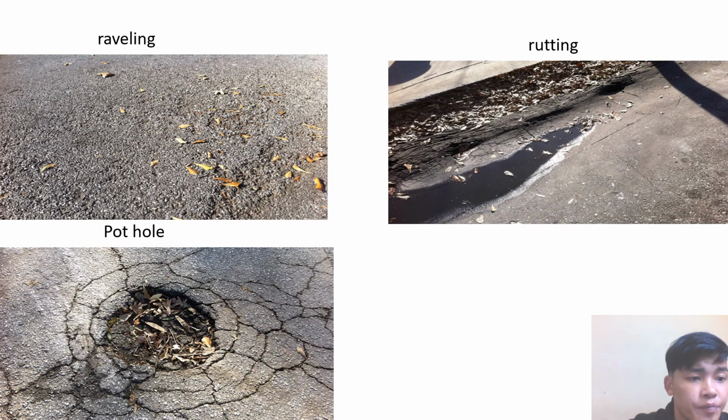Raveling. It is the separation of aggregate particles in a pavement from the surface. Rutting. It is the result of consolidation or lateral movement of any of the pavement layers or the subgrade under traffic. It is caused by insufficient pavement thickness and lack of compaction of asphalt. Pothole. It is another type of pavement failure, which is the result of moisture infiltration and untreated alligator cracking.